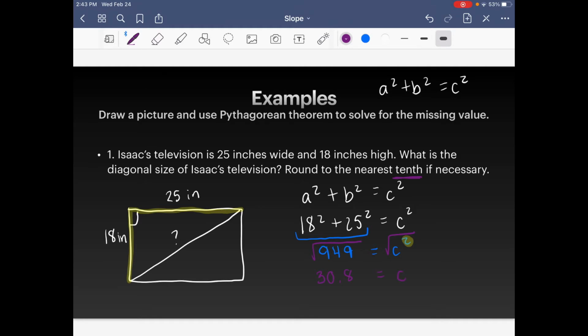Since we are working on word problems, last thing you want to do is put your unit next to your answer. And since we're talking about inches in the problem, we're going to put 30.8 inches. So we figured out that this TV is 30.8 inches diagonal length, and actually that would just mean that this is about a 30-inch TV, because all televisions are measured by the diagonal length when you buy them.